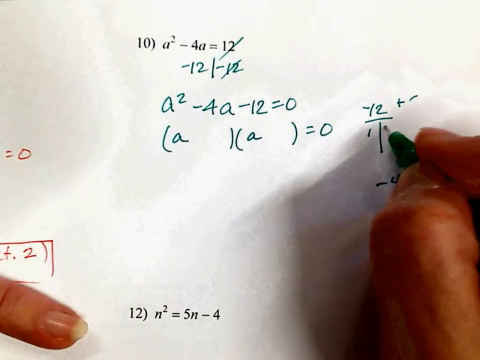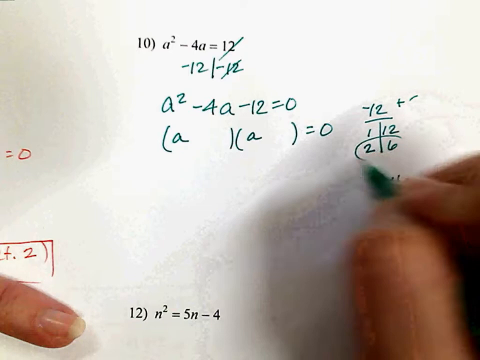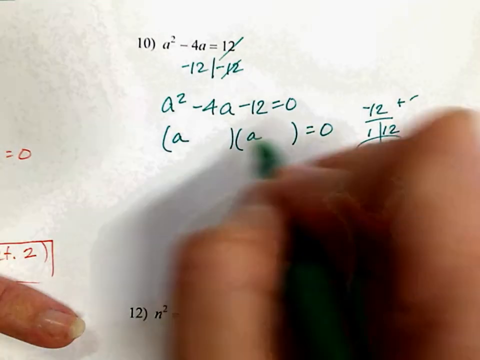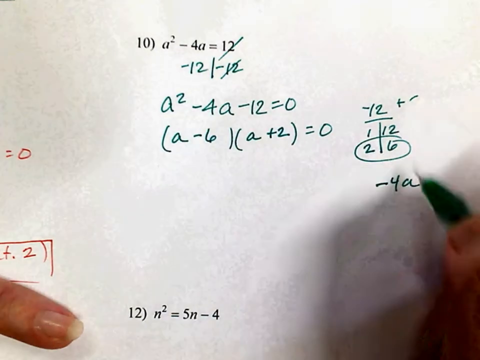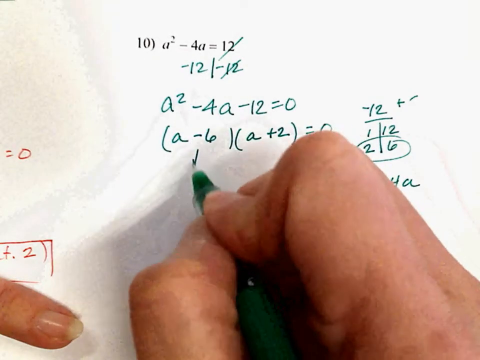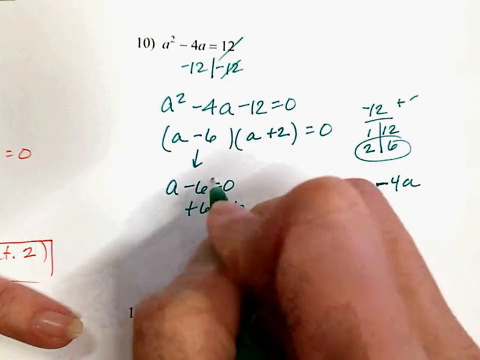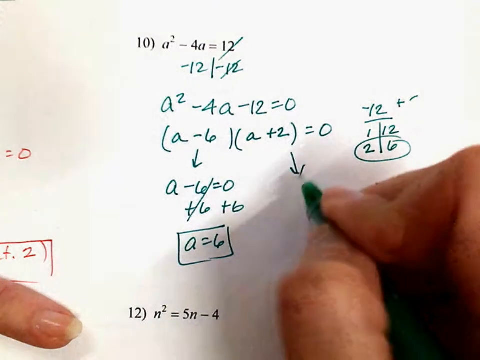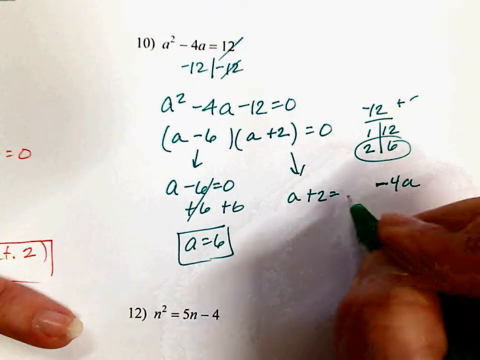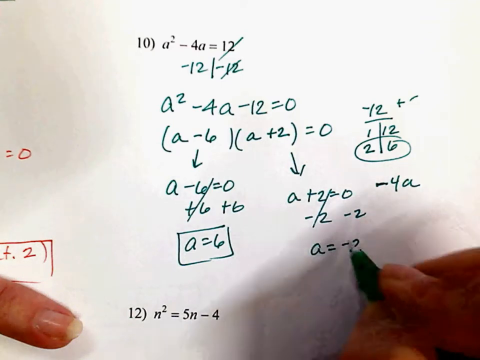1 and 12 does not subtract to give you 4. How about 2 and 6? Right there. So negative goes with the big one, and positive goes with the little one, because this one's negative. Set each one equal to 0. Add 6. A is equal to 6. A plus 2 equal to 0. Subtract 2 on both sides. A is equal to negative 2.